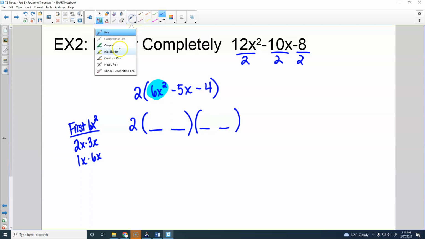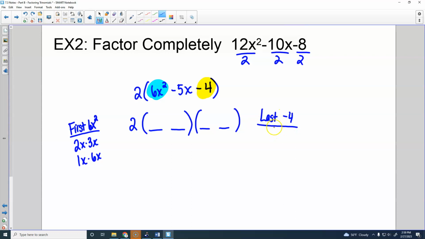And then my last term over here, to get that last term, which is a -4, I've really only got a couple options here. I could use -1 and 4, -2 and 2. If you want to list it separately, you could use a +1 and a -4. Sometimes I don't even list that separately. I just know I could switch my negative. So these are my options. This one's going to be slightly easier just because you have fewer options you could check.